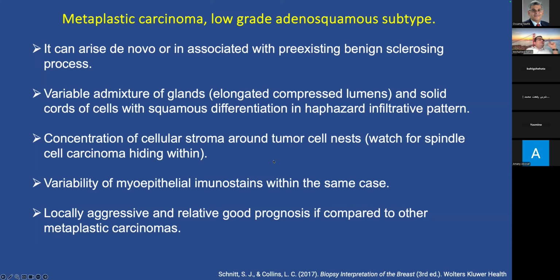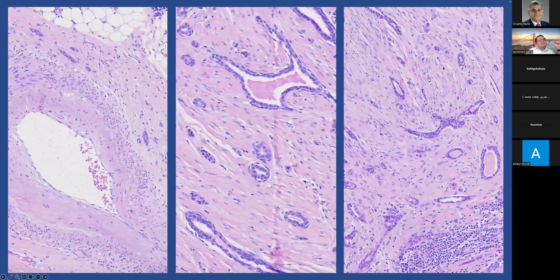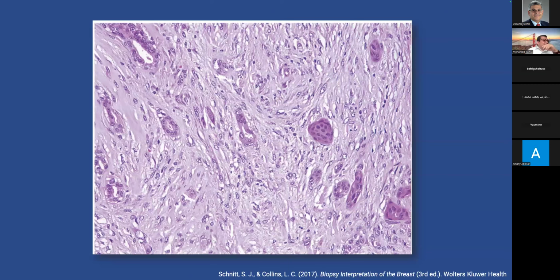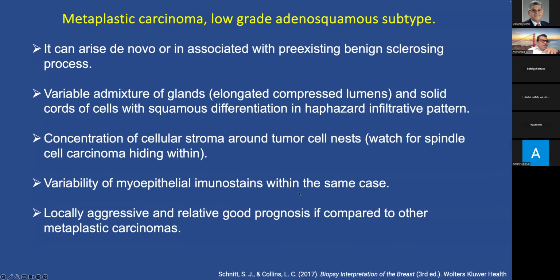They are always characterized by this cellular stroma around the tumor nests. And you need to watch for a spindle cell carcinoma. I'm going to go back to highlight this stroma. You see this lamellar fibroblast around the duct. This stroma shouldn't be positive for keratin. If this stroma is positive for keratin, you should be worried that there is a spindle cell metaplastic hiding in the adenosquamous carcinoma, which is very rare, but can happen. And we talked about the variability in the myoepithelial staining. And we talked about how these tumors are locally aggressive, but have a good prognosis. So they just need excision with negative margins.